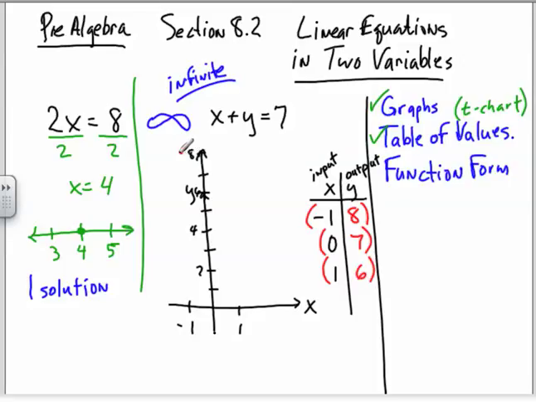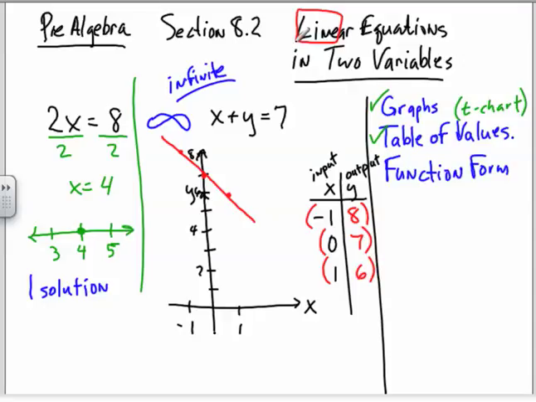0, 7 is right here. You guys know how to plot points. You know how to graph. 1, 6, it's right here. Man, this is making a very interesting picture, Mr. C. It is. It is. I hope you're seeing that. That's why it's called linear functions, right? Because their graphs are lines, okay? They're always going to look like that.